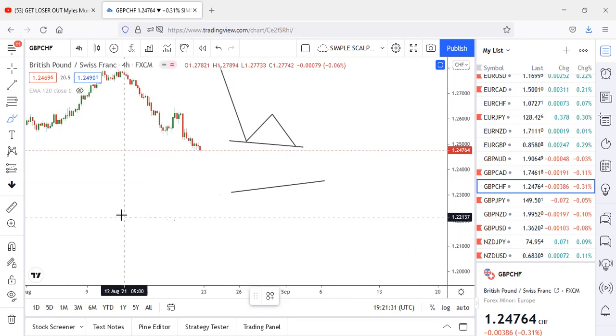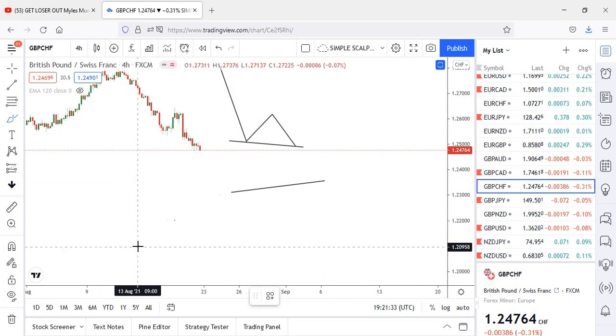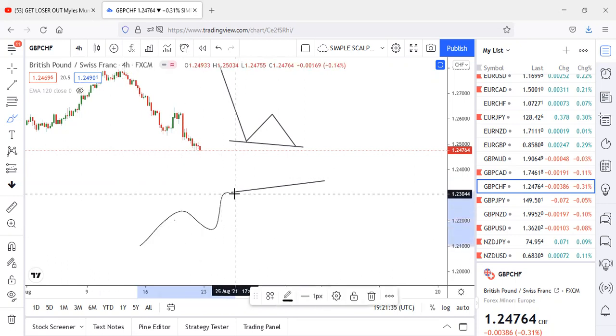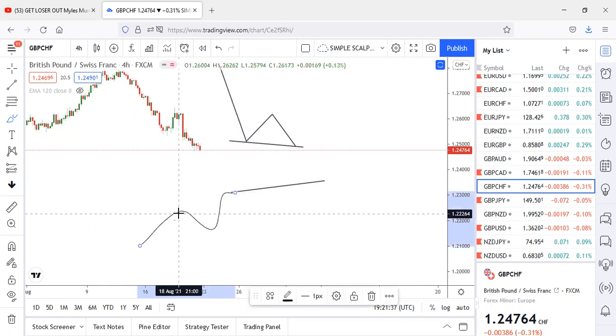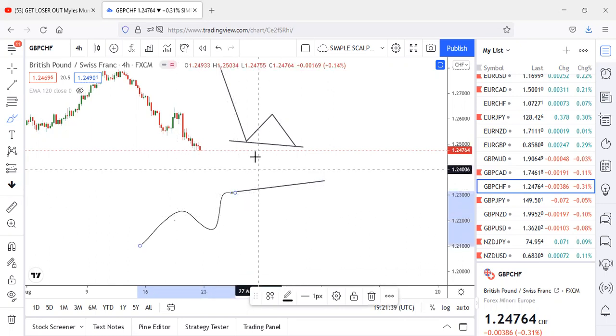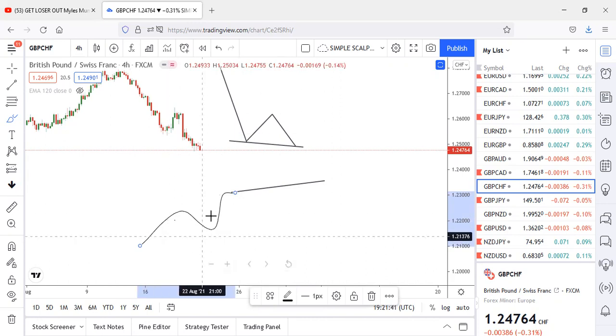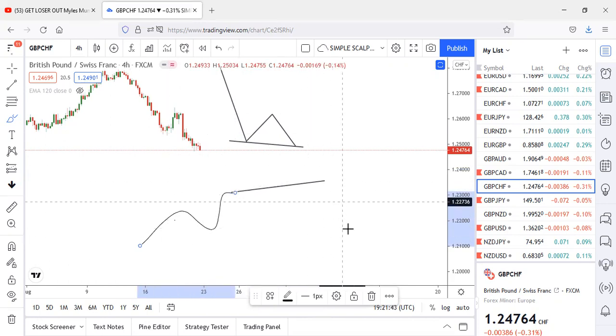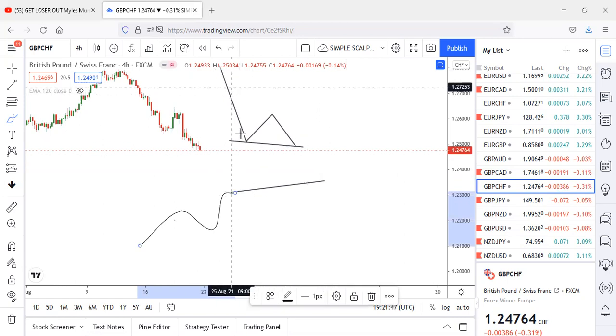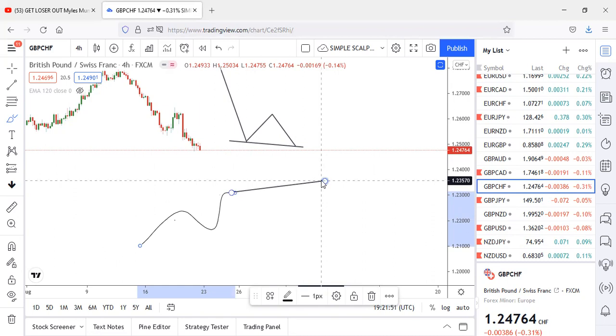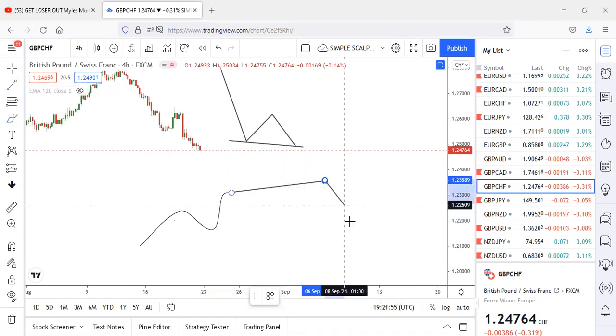So we want to be able to see something like this. Which means as stochastic is facing up, RSI is also facing up and our price is facing down, which means that the next thing we should expect stochastic to do is either come down or continue pushing up.